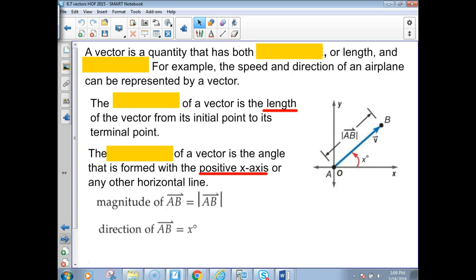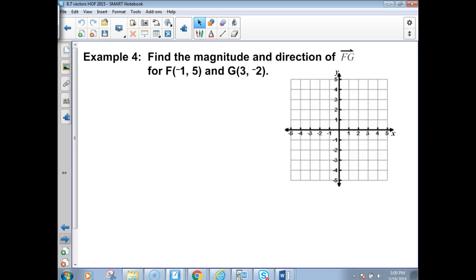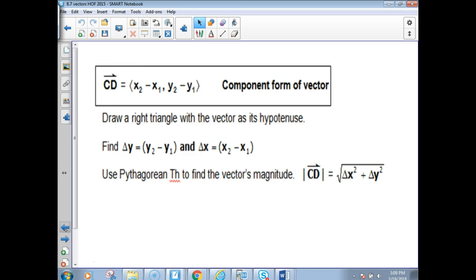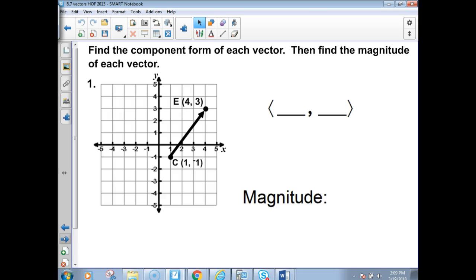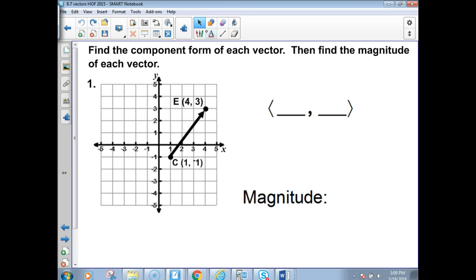Okay, so in your packets, we've already talked about all of this stuff. So I'm just going to hit right to it. It says component form of vector. Here we go. Number one, find the component form of each vector, then find the magnitude of each vector. Remembering that the initial point is C here, and the end point or terminal point is E. This would be your x1, y1, and this point would be your x2, y2.